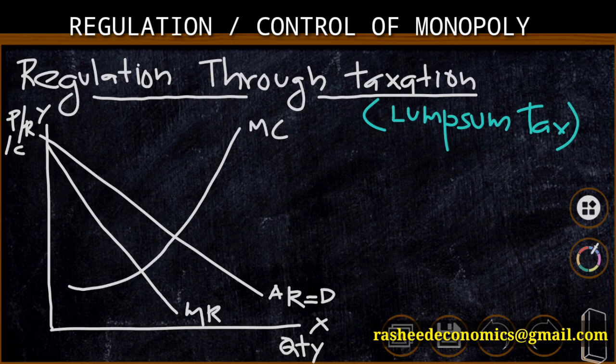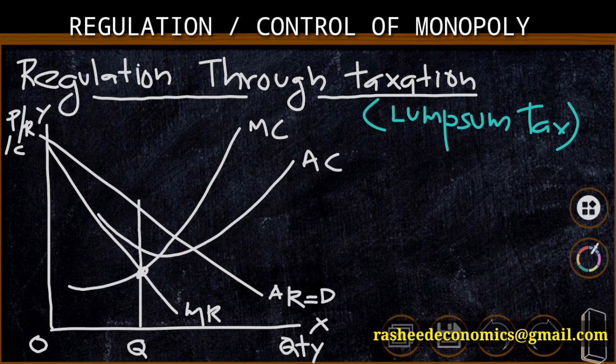We have to identify the equilibrium point. We have to draw the average cost curve as well. We have drawn the average cost curve and we have plotted the abnormal profit as PNSR. PNSR is the total abnormal profit earned by the monopolist before the imposition of lump sum tax. This is the normal condition of equilibrium of a monopoly firm.